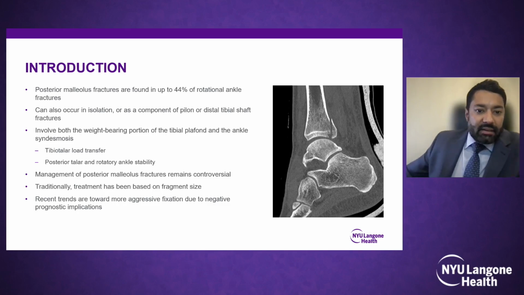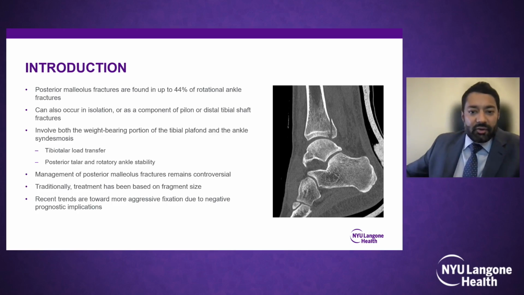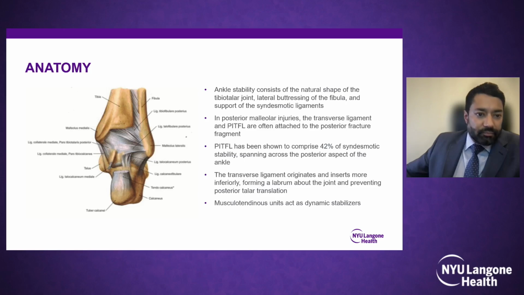In any case, the posterior malleolus is very important for tibio-talar load transfer and also for posterior talar and rotatory ankle stability. The management of posterior malleolus fractures is a little controversial. Traditionally, the treatment has always been based on size of the fragment, with 20 or 25% being the classic rule, but more recently the trend has been towards more aggressive fixation of these injuries.